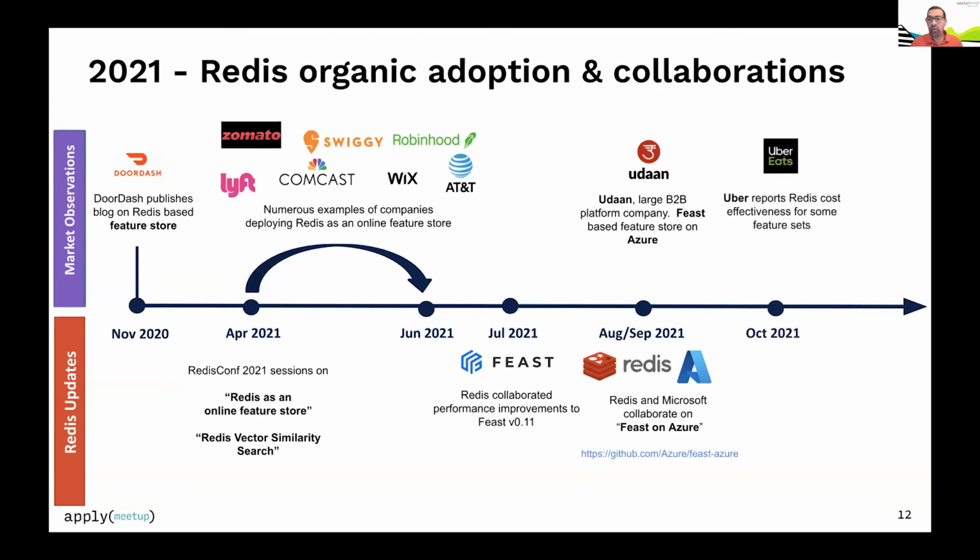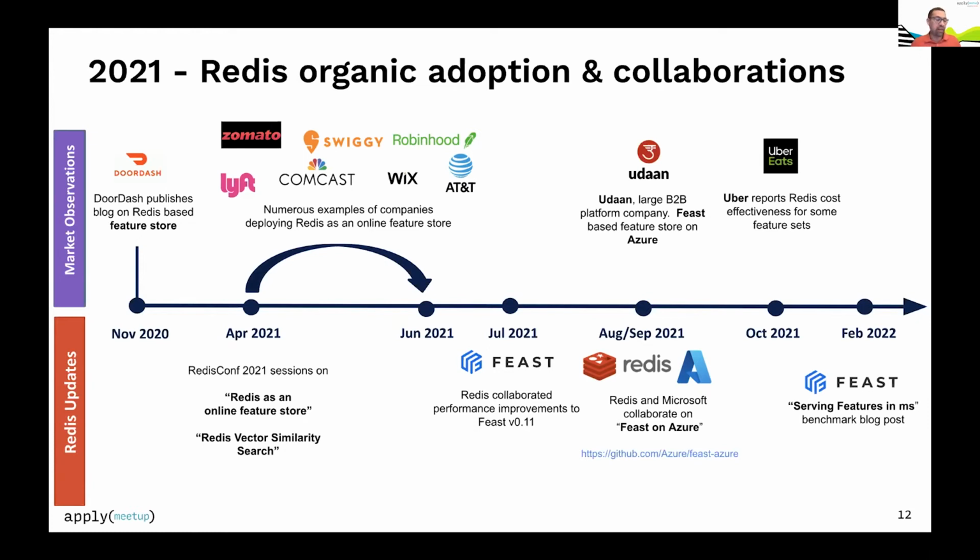Then later in October, Uber, the original project when it comes to feature stores, also reported using Redis for some of the feature sets that they store. I'll talk a little bit more in detail in the next part of the call. But this was super important for us, and it validated some of these capabilities.